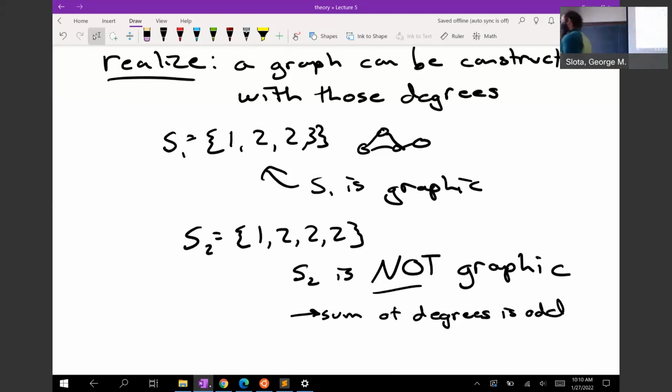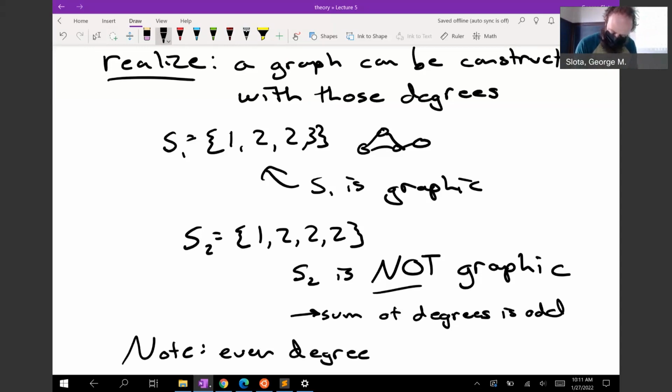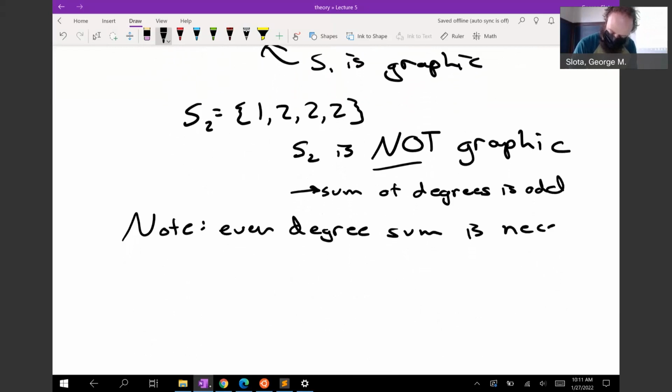But simply having the sum of the degrees be equal to an even number, that's a necessary condition, but it isn't a sufficient condition. Throw down a note there. Note: even degree sum, necessary, but not sufficient.